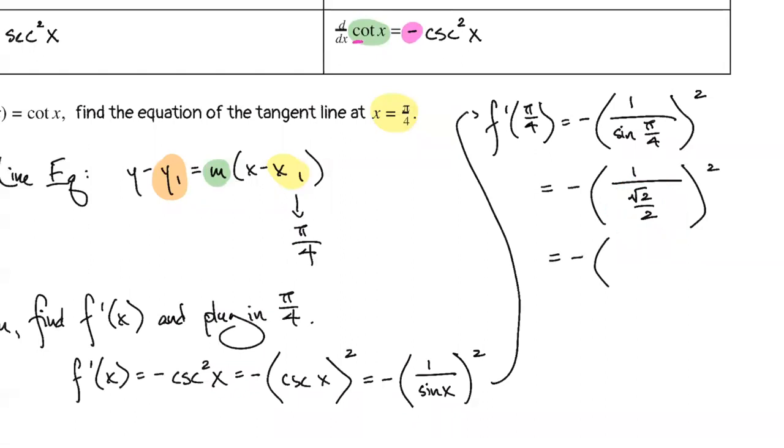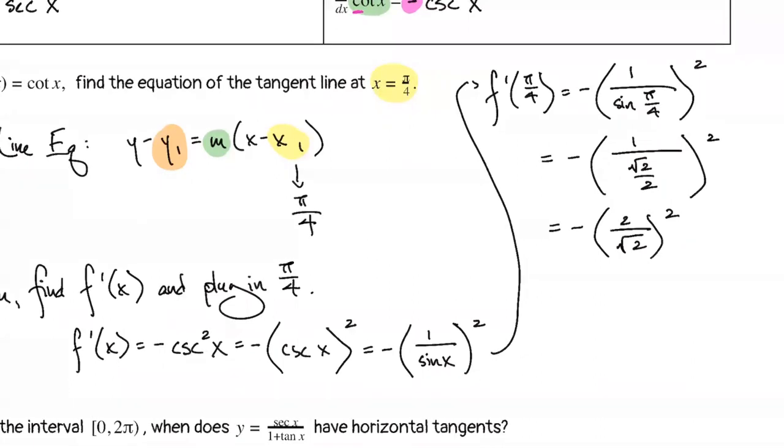So negative 2 over root 2, and then I square it. All right. Order of operations time, should I square it first or make it negative? Exponent, good. So I'm going to square it first. So 4 over, what's square root of 2 times square root of 2? 2, good. And so this is really negative 2. And this is what I can replace for my m. Okay.